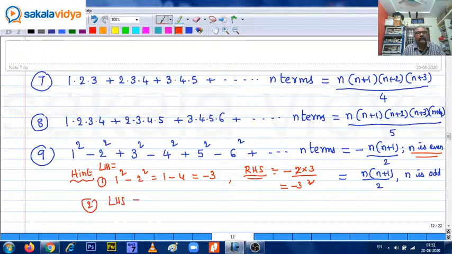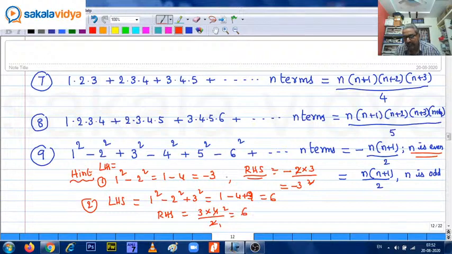Left hand side, odd terms means 1 square minus 2 square plus 3 square. So 1 square is 1, 2 square is 4, minus 4, and 3 square is 9. That is actually 6 you will be getting. RHS: take this formula, 3 into 3 plus 1, 4 upon 2. 2 1 ja, 2 2 ja, 6. So like this, I know this method, the trial and error method also.